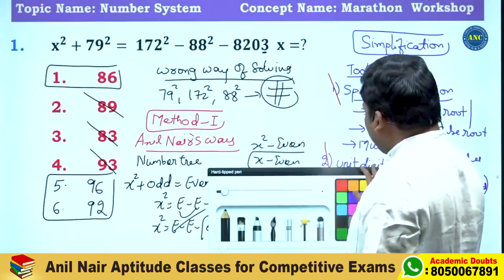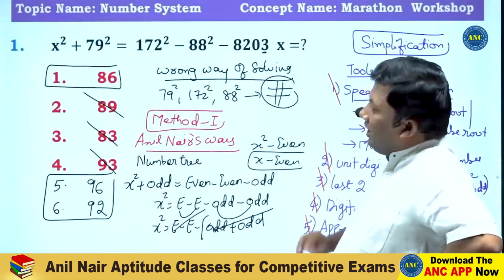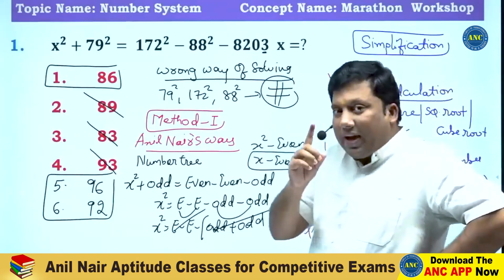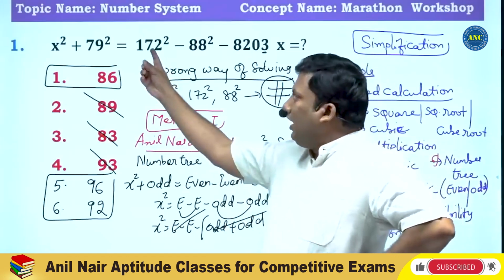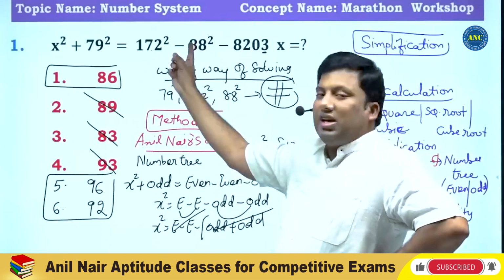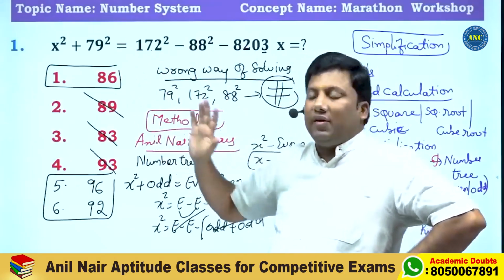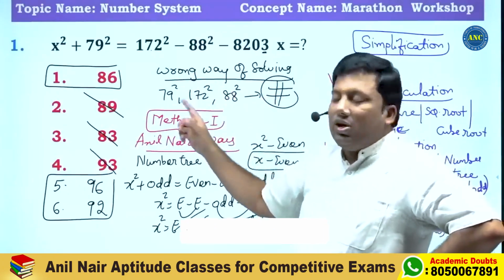Now see here. X square plus 79 square is equivalent to 172 square minus 88 square minus 8203. Again, second time I am repeating. Every logic 2 times I will repeat. Even squared, even. Odd, even minus even minus odd, odd minus odd, even. X should be even. Only one option is even in the red color, so 86.